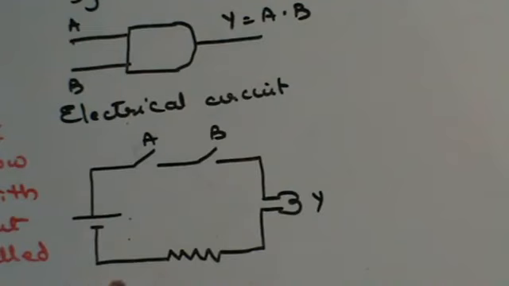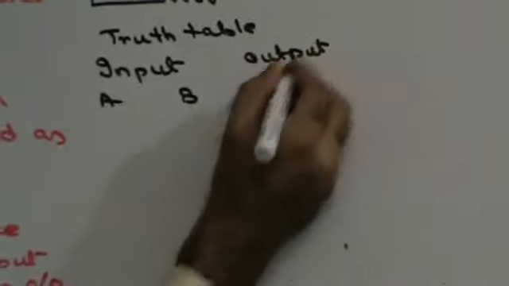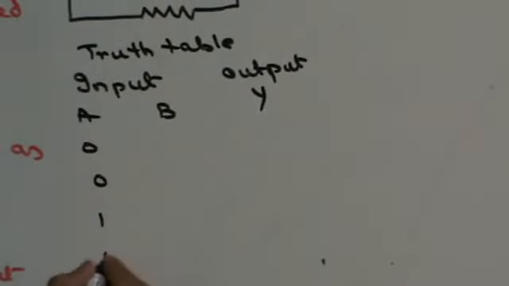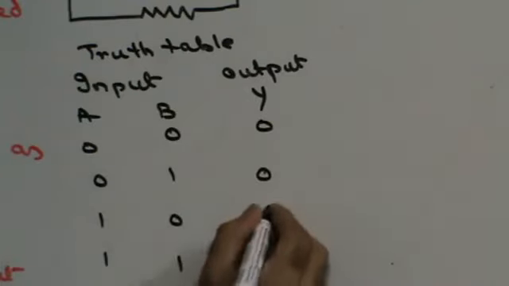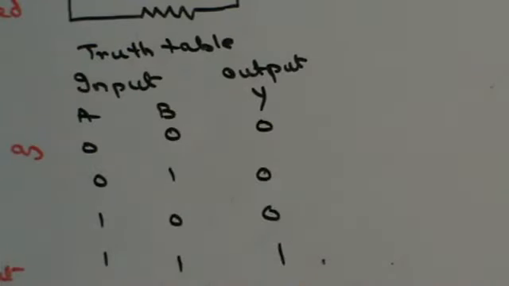The input output truth table: it has two inputs A and B, and one output Y, so that's 0 0 1 1 for A, 0 1 0 1 for B, and 0 0 0 1 for Y. So the output will be high only if both the inputs are high. Fine, do we get this thing here? So that's your AND gate, right?